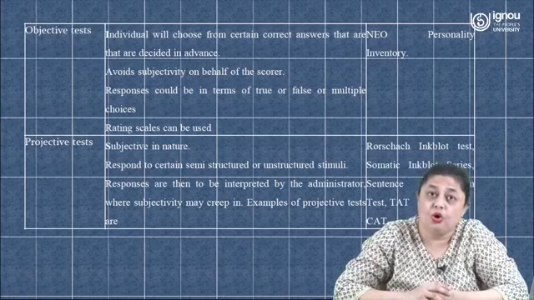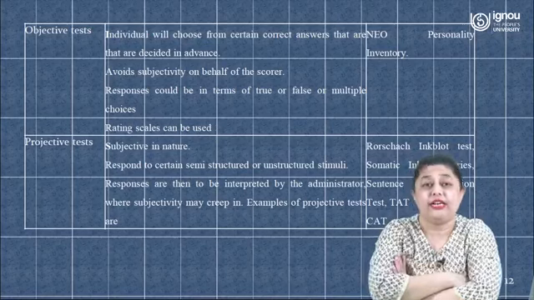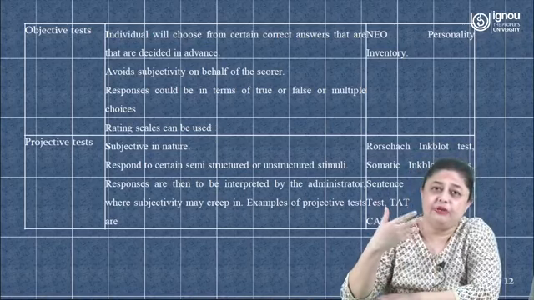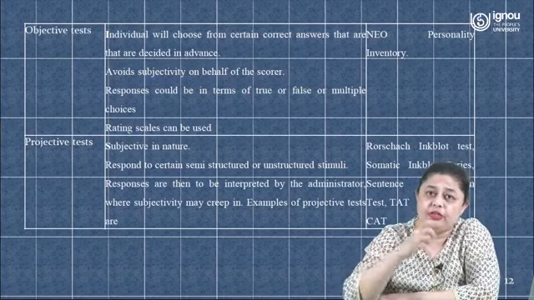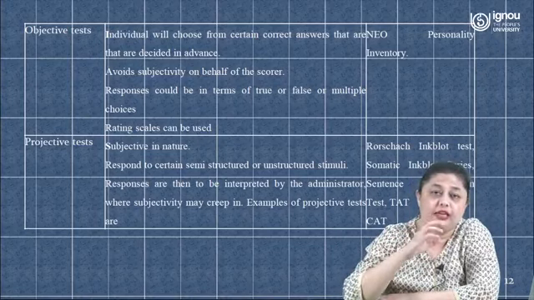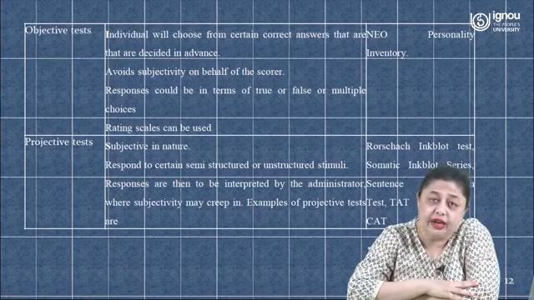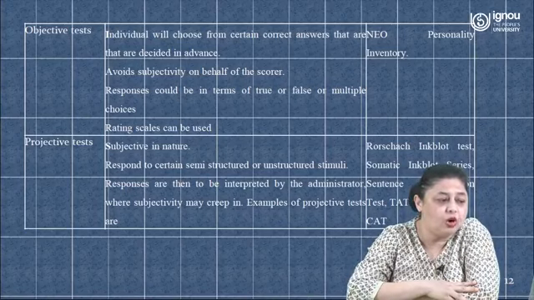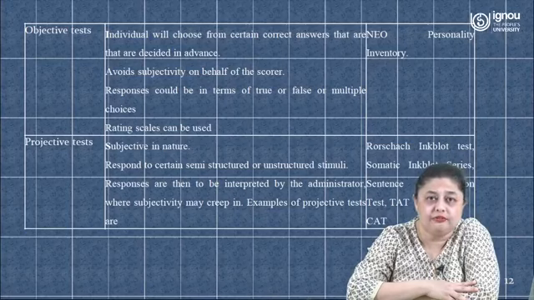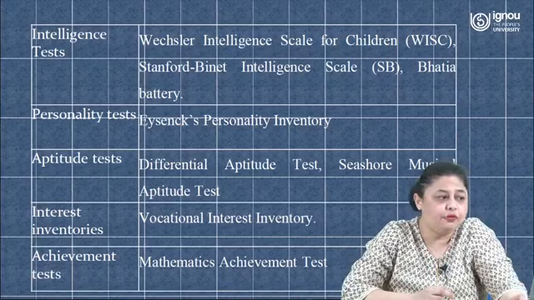On the other hand, though objectivity is an important aspect of psychological tests, we also have projective techniques. Projective techniques are less objective, because when you administer them or interpret the responses, the subjectivity of the scorer can creep in. Examples of projective techniques, which most of you must be aware of, are the Rorschach Inkblot Test, the Somatic Inkblot Series, the sentence completion test, the Children's Apperception Test, and the TAT, Thematic Apperception Test. All these are examples of projective tests. So these were the various types of psychological tests.